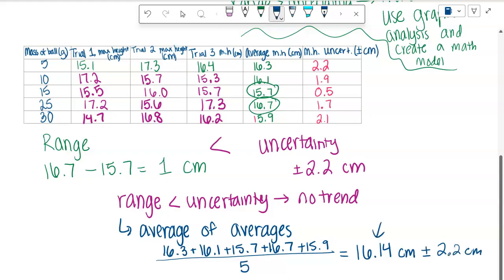But really, when we have no trend, we're going to take the average of the averages, or the total average of our table.